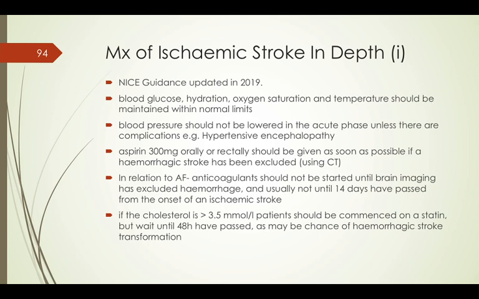So just a bit about it in depth now. So things to monitor in the patient would be their blood glucose, hydration status, their sats and temperature. Don't lower the blood pressure acutely, unless they've got things like hypertensive encephalopathy, because lowering it acutely can often be quite bad, because there's often problems with the autoregulation of the brain and the blood pressure when someone has a stroke. Aspirin 300 milligrams tends to be given orally once you've excluded the hemorrhagic stroke using the non-contrast CT.